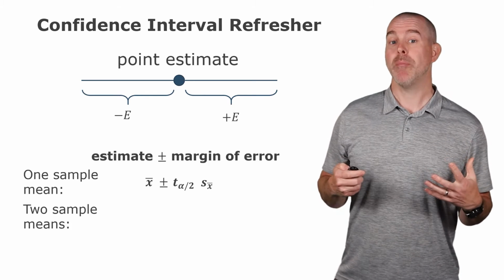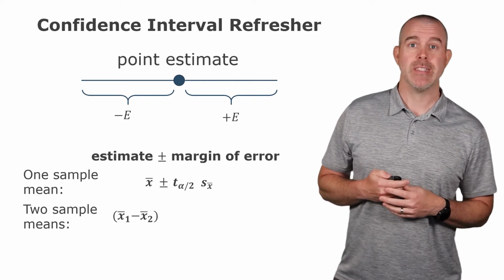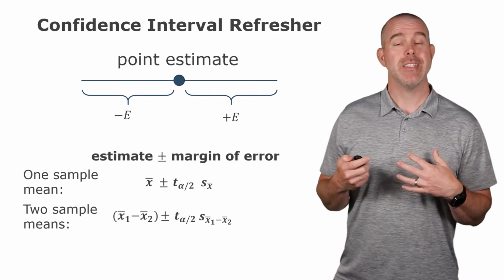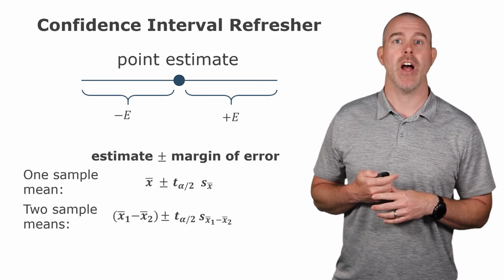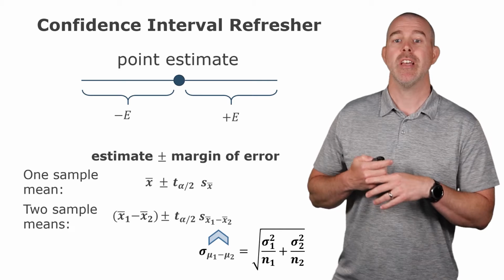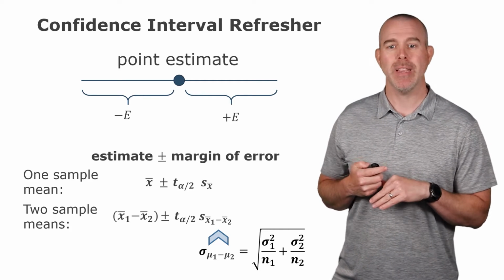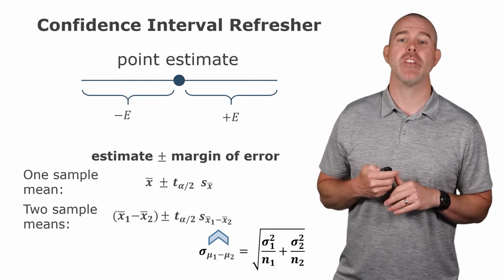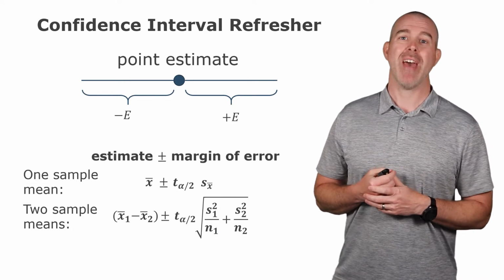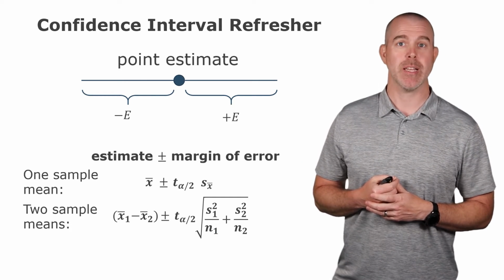For two sample means, we have the difference between the sample means, and then we have this t times the standard deviation of the difference between the sample means. Now the difference between the population means has this standard deviation. So at the sample level, we would have S's in there instead of sigmas.